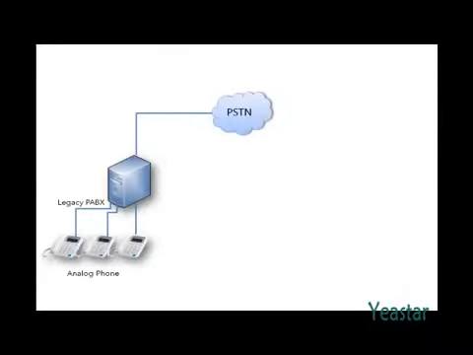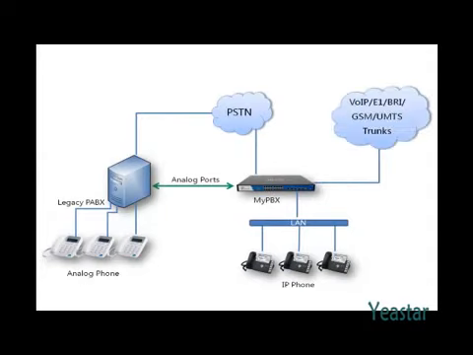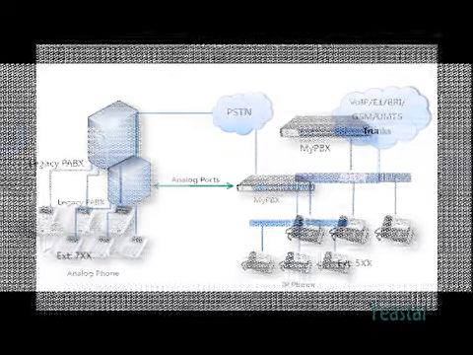Some enterprises are migrating from traditional PBX to IPPBX. MyPBX can help with the transition. By connecting analog ports of both machines, the existing telephone system is retained and IP extensions are added. The extensions on both sides can make free calls to each other, and multiple trunks like VoIP, E1, BRI, and GSM UMTS can be applied.